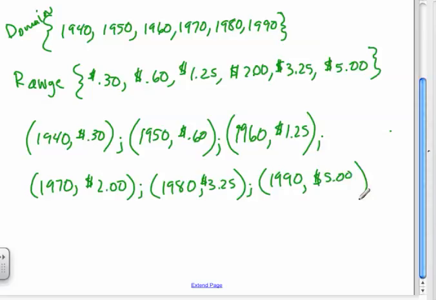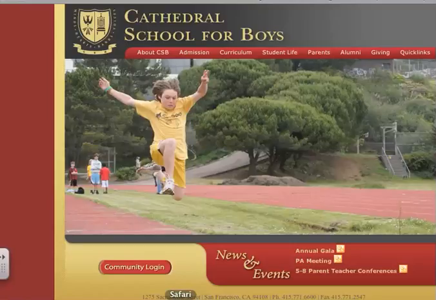Okay, so we wrote them as ordered pairs. Let's just see if the Bijou's still around. We'll find out where it is.